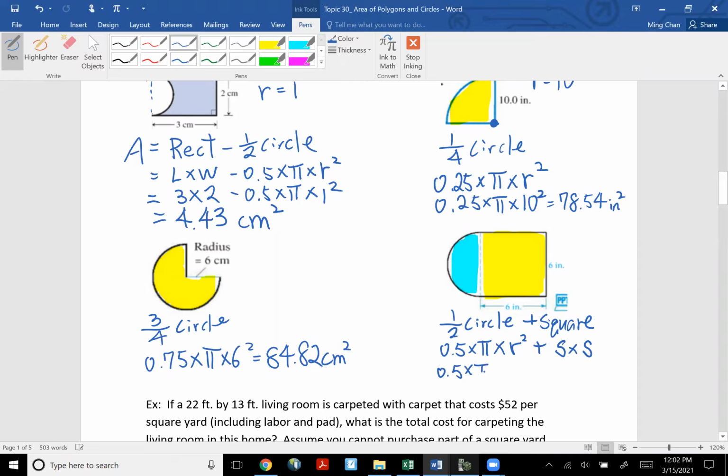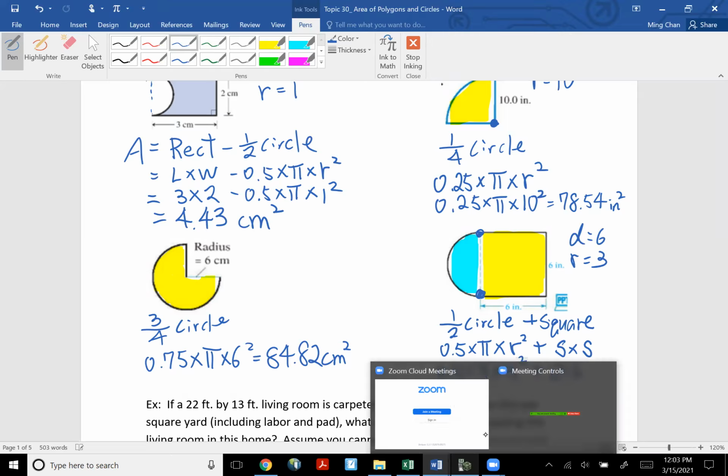So that will be 0.5 times pi times, all right. From one end to the other end of a half circle is 6 inches, okay. So that means the diameter is 6, so the radius must be 3. So that'll be 3 squared. 3 squared is not 6. 3 squared is 3 times 3, which is 9, times 6 for the area of the square. So once I write it out, I'm just going to type it all in.